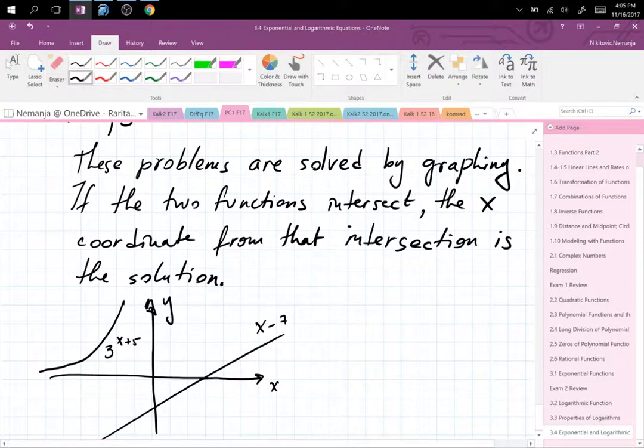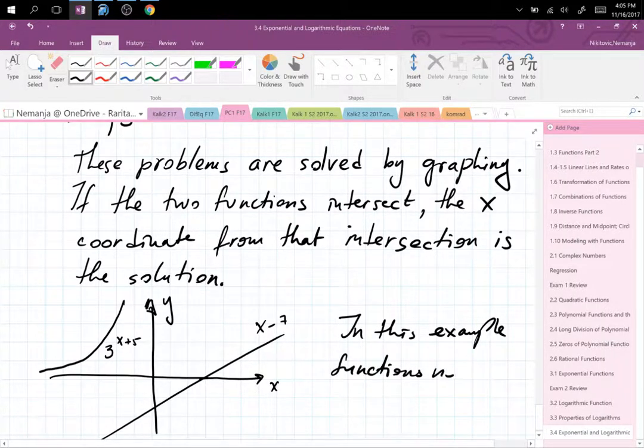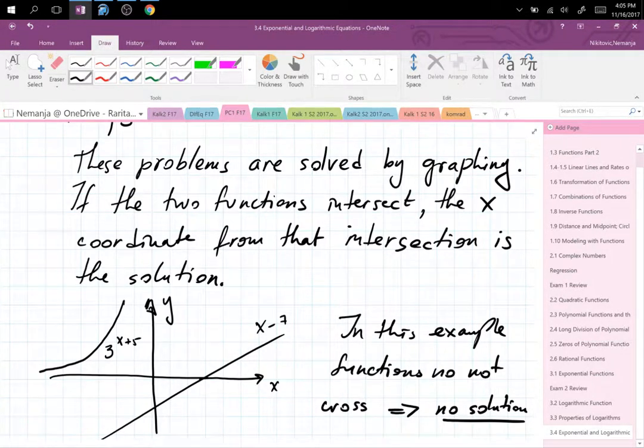In this example, the functions do not cross, implying no solution. That's a possibility. If they don't intersect, if they don't cross, then there is no common x and there is no solution.